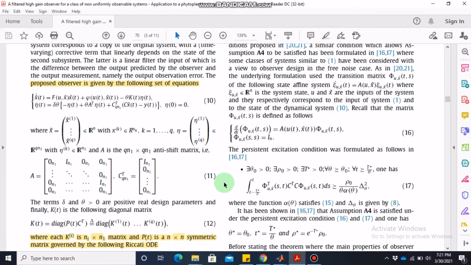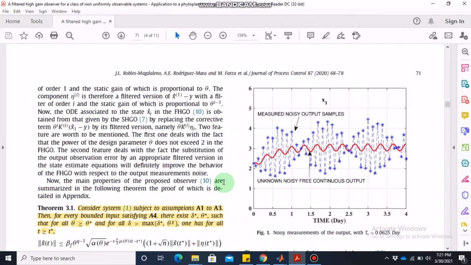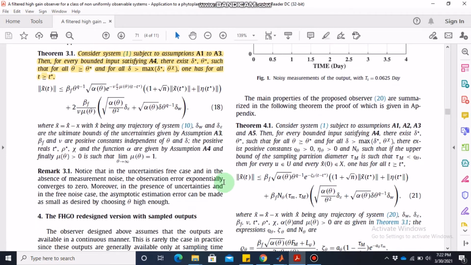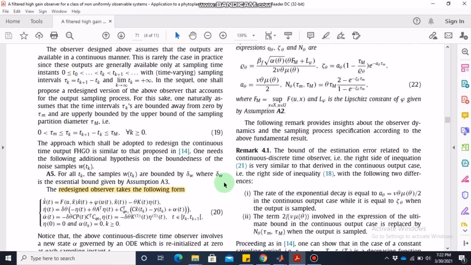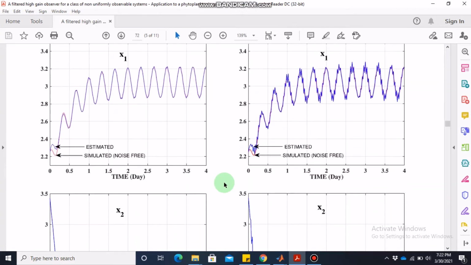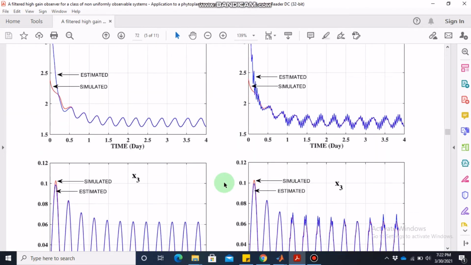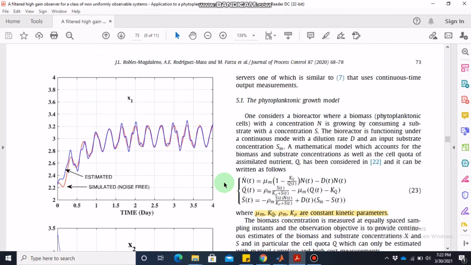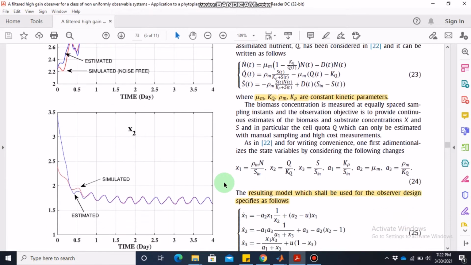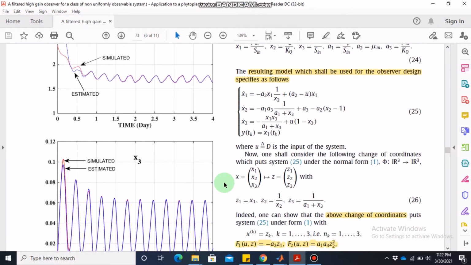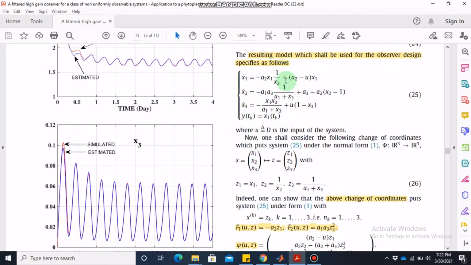Okay, so after proposing this type of observer, the authors prove some results which we are not going to go into in detail, but we are going to go into the details of the numerical example proposed in this paper.